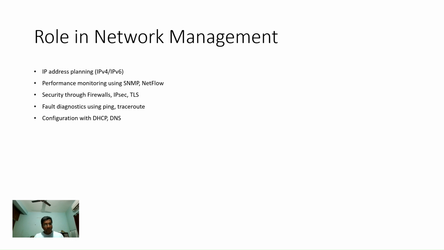And when it goes to the roles in network management, there is IP address planning between IPv4 and IPv6. These are the two things the network role is planned around. And performance monitoring using SNMP, flows and other tools, and security through firewalls. Fault diagnosis is also done through the ping command and traceroute, and configuration with DHCP and DNS.